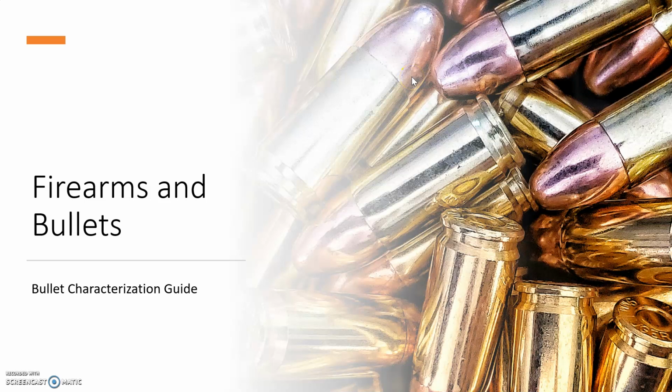Alright guys, so here are the next set of notes for ballistics. This one is going to be on how forensic scientists actually study bullets to make the comparison between the bullet and the gun that it was fired from, in hopes to catch a suspect. So the first part of these notes is going to be the bullet characterization guide. The second set of notes we are going to talk about cartridges.